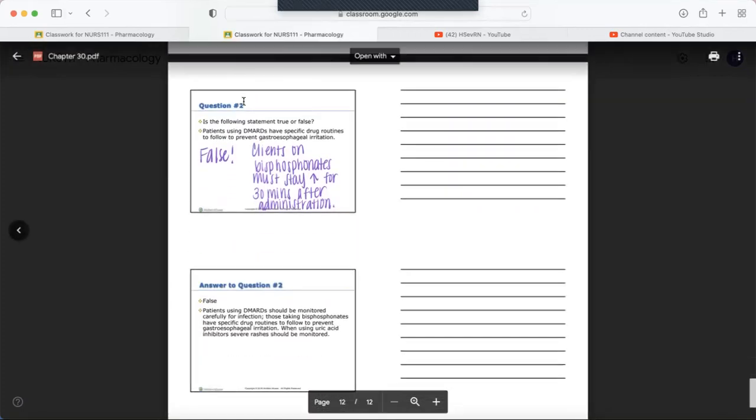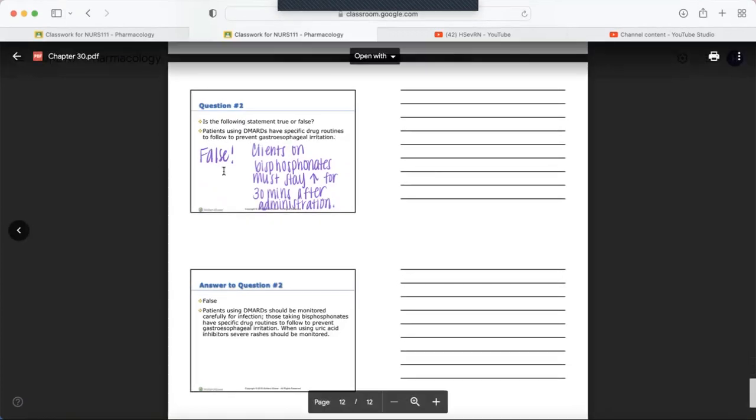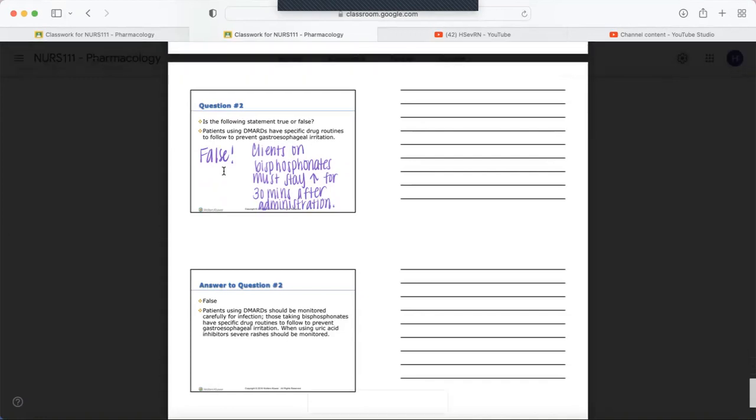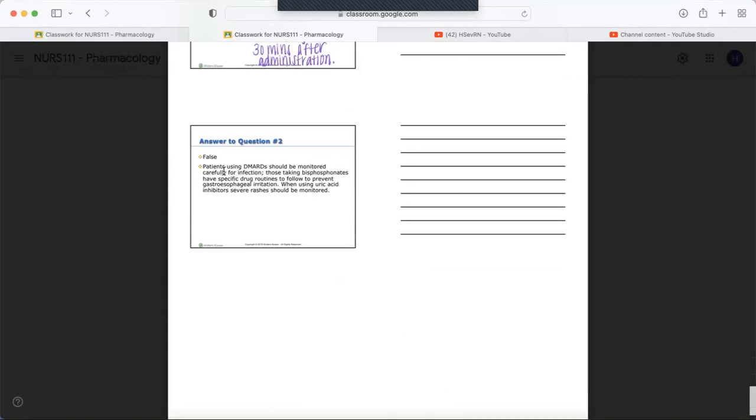How about this one? Patients using DMARDs have specific drug routines to prevent gastroesophageal irritation. Well, that's false. That's not for DMARDs. That's for bisphosphonates. Remember, people on bisphosphonates or bone reabsorption inhibitors need to sit up for 30 minutes after administration of the medication to prevent irritation of the esophagus. And with uric acid inhibitors, we want to watch for rash, and people who are on DMARDs should be looked at for infection, right? And people who are on skeletal muscle relaxants, we worry about CNS depression. So different things to worry about with each drug, but bisphosphonates is the one that we're talking about, gastroesophageal irritation.